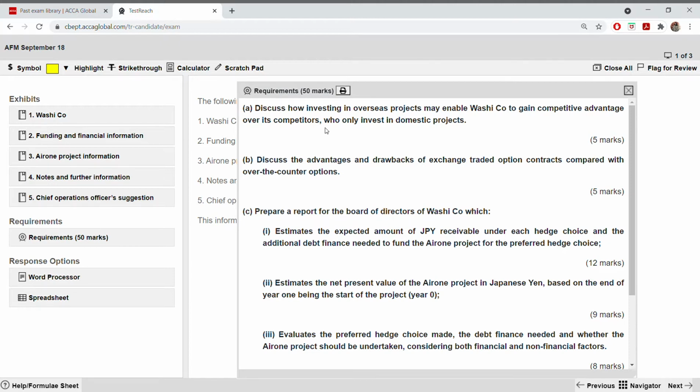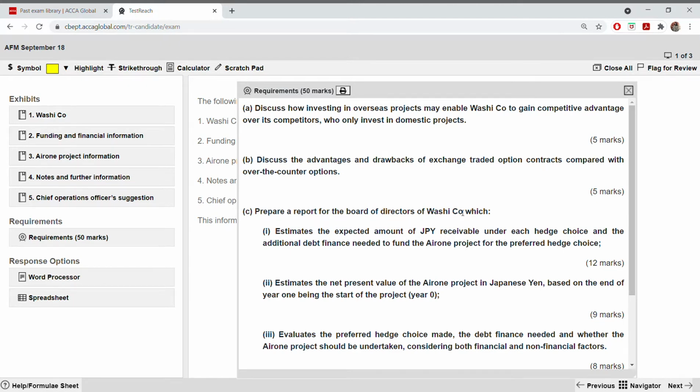Okay, so discuss how investing in overseas projects may enable the Vashi company to gain competitive advantage over its competitors who only invest in domestic projects. What are the advantages of investing overseas? This is something which even from your common sense you should be able to answer, even if you have not read the theory book of AFM. It's for 5 marks. Okay, so I'm not going to answer it. I leave it up to you to answer it. Okay. Part B. Discuss the advantages and drawbacks of exchange traded options compared with over the counter options. This is also something which you will be able to do.